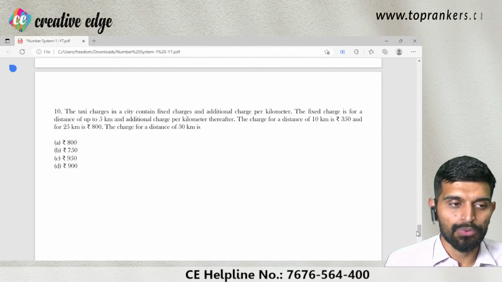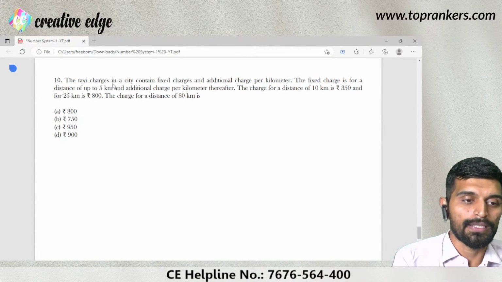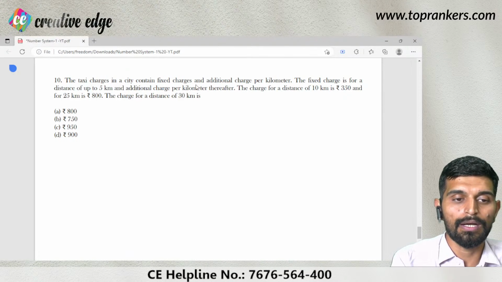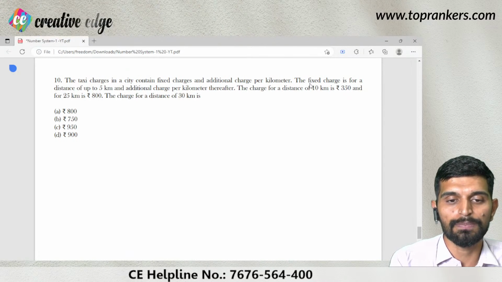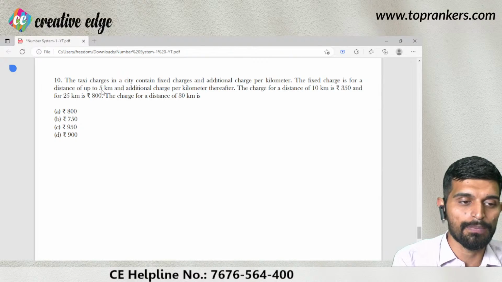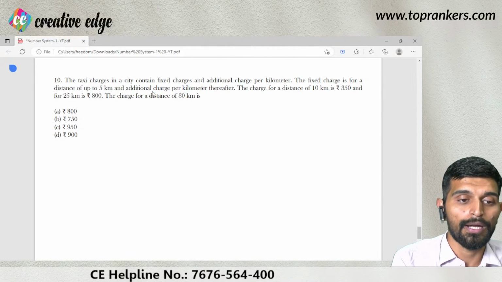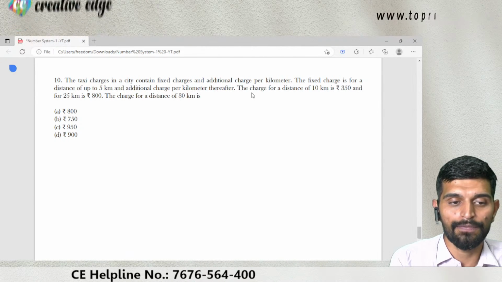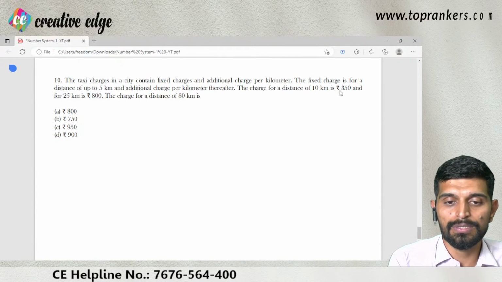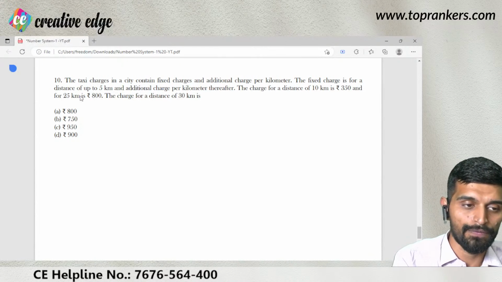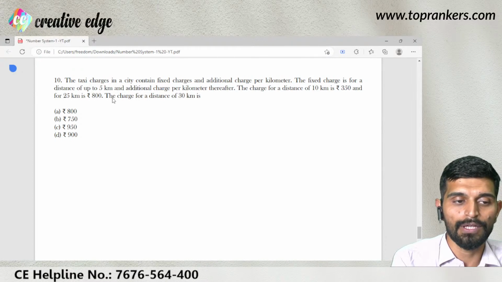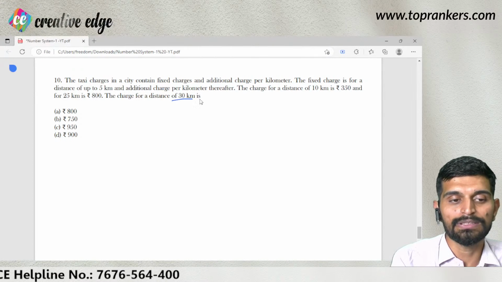Let's have the last question of the day. Taxi charges in a city contain fixed charges and additional charge per kilometer. The fixed charge is for a distance up to 5 kilometer and additional charge per kilometer thereafter. The charge for distance of 10 kilometers is 350 rupees and charge for 25 kilometers is rupees 800. Then charge for the distance of 30 kilometers?